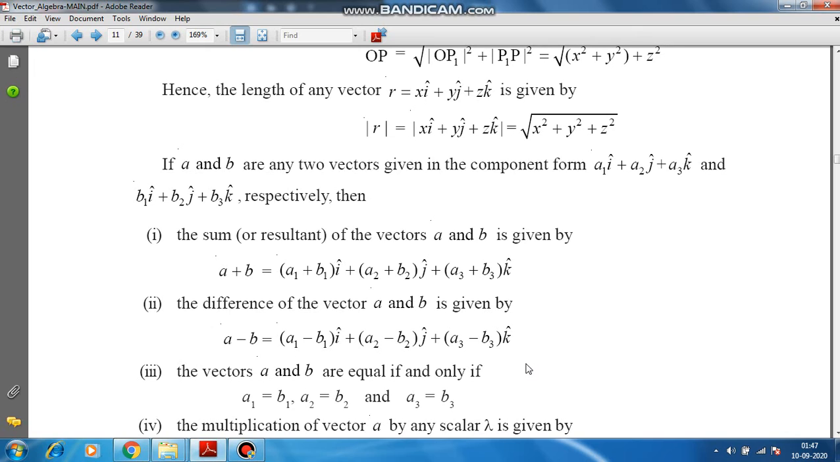And the difference is given by A minus B equal to the difference of first components, (a1 minus b1) into i, plus (a2 minus b2) into j, plus (a3 minus b3) into k.